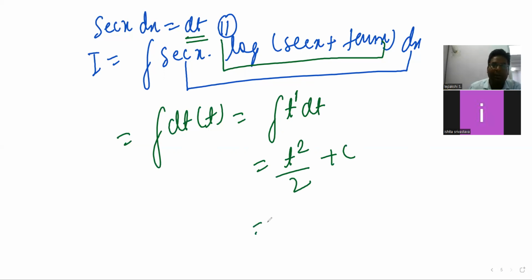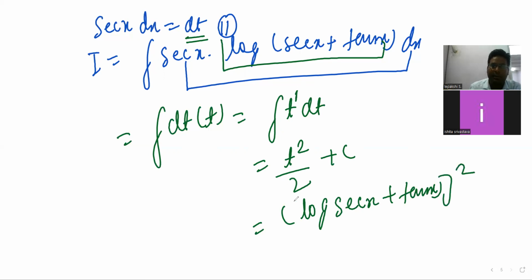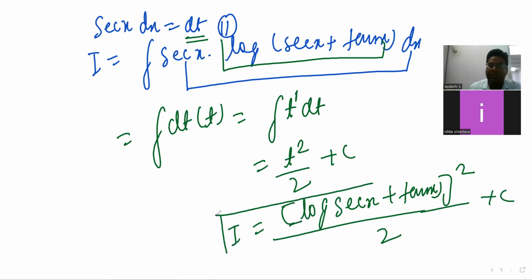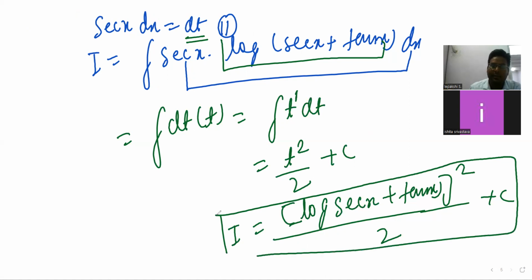Now put the value of t. So it will be (log of (sec x plus tan x)) whole square, divided by 2 plus c, is equal to I. So this is the final answer given to you. Please write it down now. Understood? Yes.